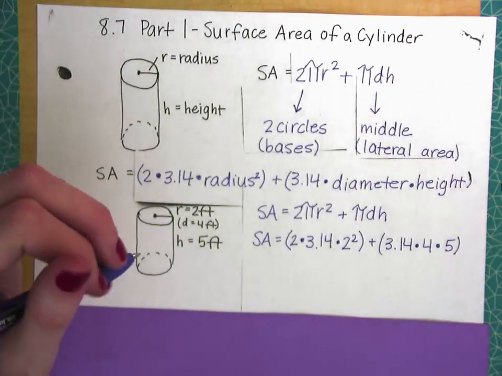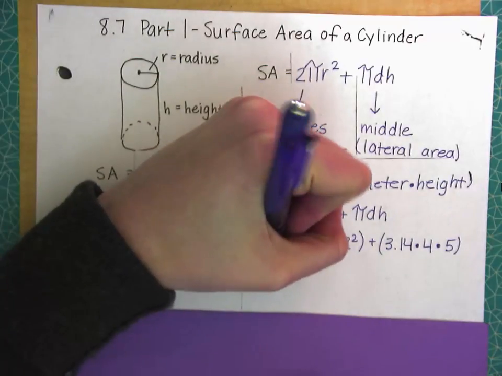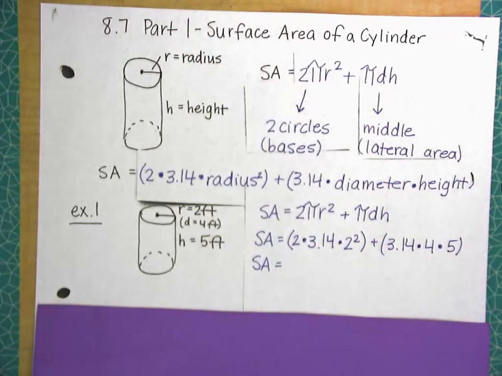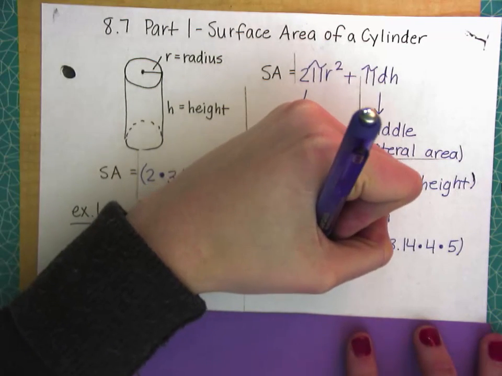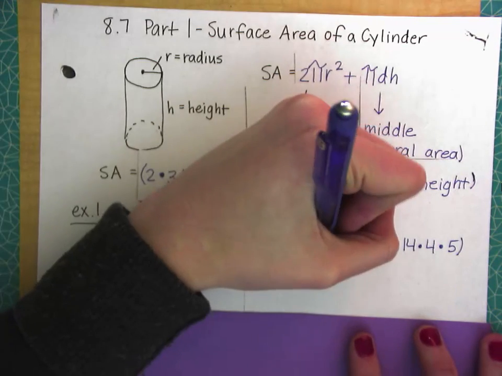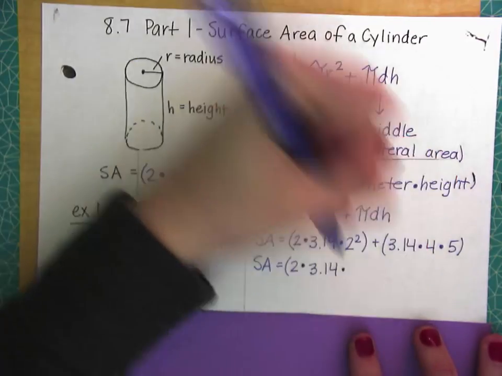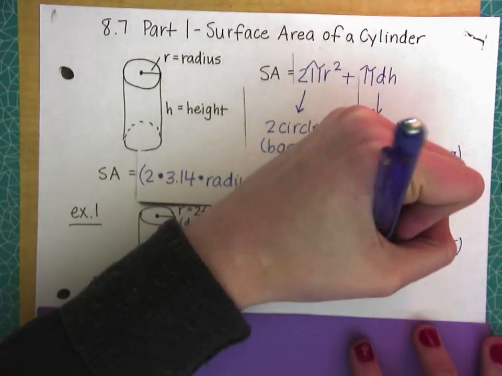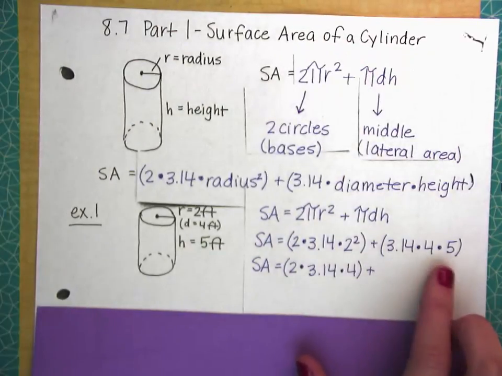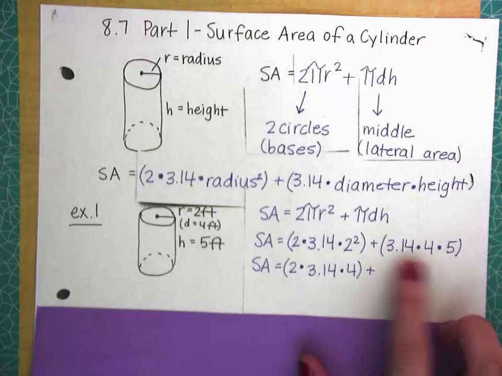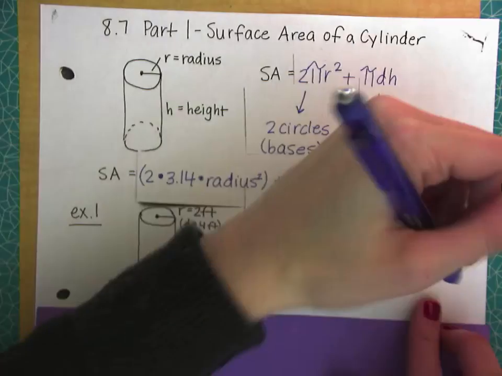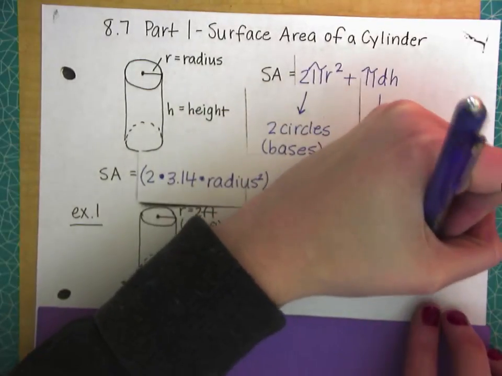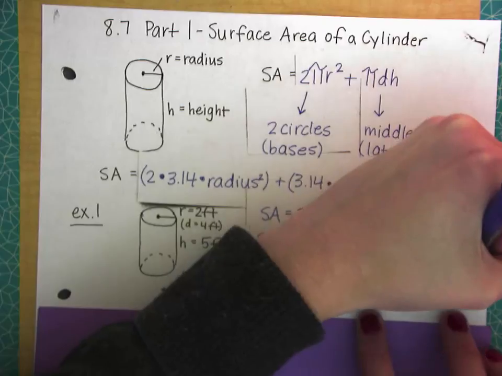Okay, so now that I've plugged everything in, what do I need to do first? Multiply. No, you know that. I need to figure out that exponent first. So I'm going to have 2 times 3.14 times 2 squared, which is what? 4. Now, did we change anything here? No. Did we do anything to this right side? No. So it can stay the same. Okay?